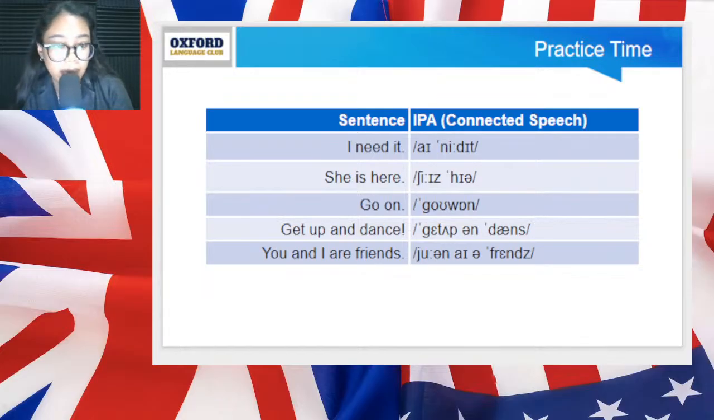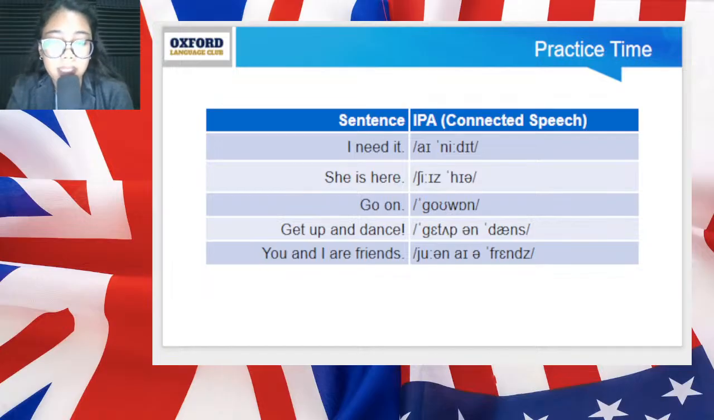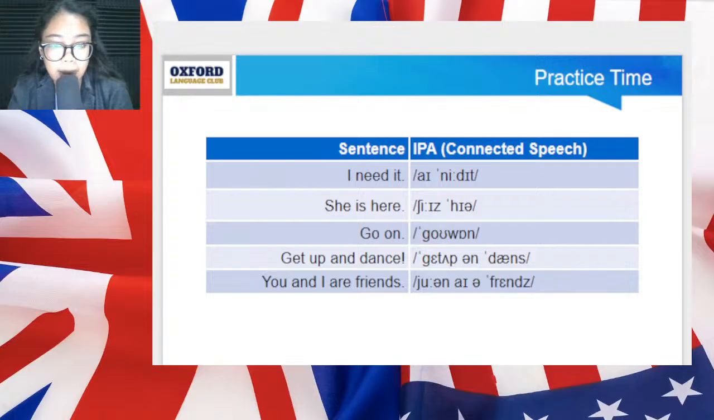Again, get up and dance. Okay, very good. Excellent. You are really getting the hang of making sounds flow. And our last practice sentence for the set and for today's session: you and I are friends.